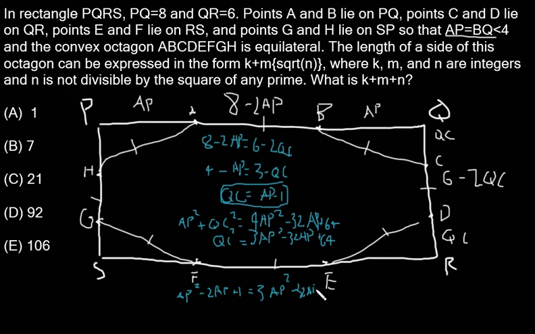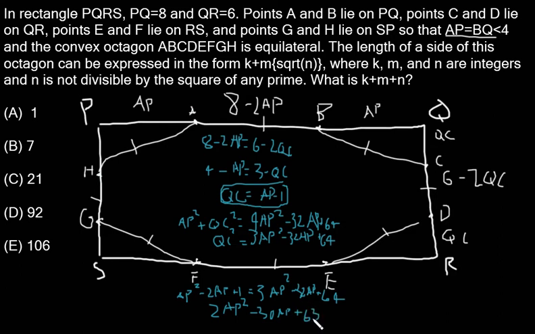This is a very long and tedious process, as you can figure out, all right? And so now let's simplify this whole thing down. This whole thing can be simplified down to 2 AP squared minus 30 AP plus 63.